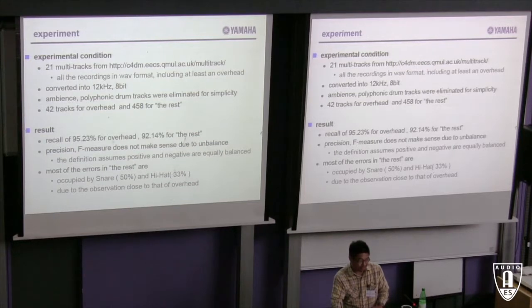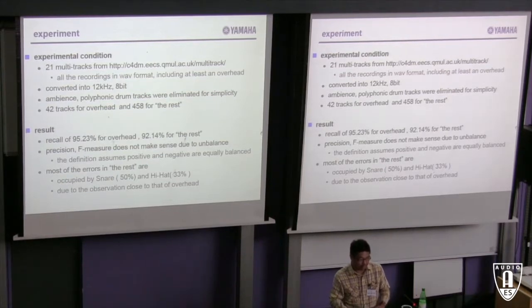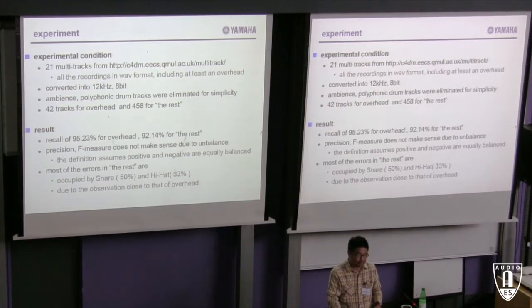I conducted my experiment using 21 multitrack recordings that come from the Open Multitrack Testbed, and I made full use of all the recordings in WAV format that include at least an overhead track. All the data was converted into 12 kilohertz 8-bit format. And before running the experiment, I picked out some confusing tracks like ambience or polyphonic drums. So finally, I got 42 tracks for overhead and 58 tracks for the rest.